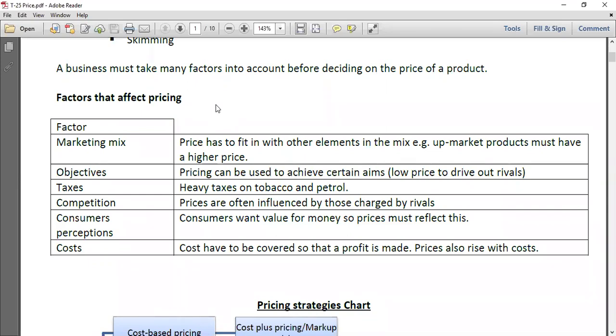And consumer perception about the product. They want value for money, so prices must reflect this. Also, costs have to be recovered, so that profit is made. So prices also rise with the cost as a result.